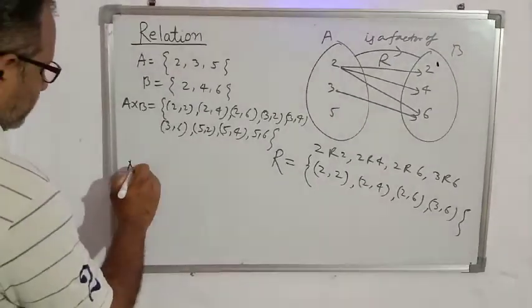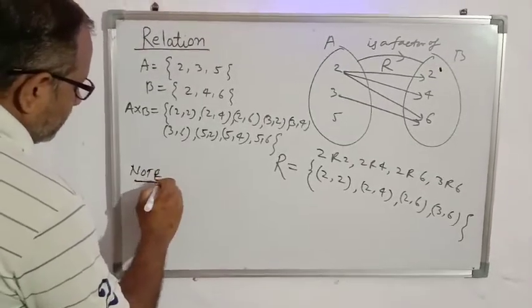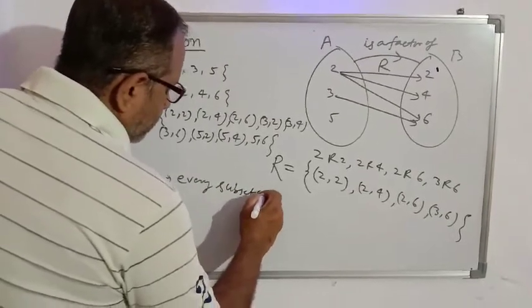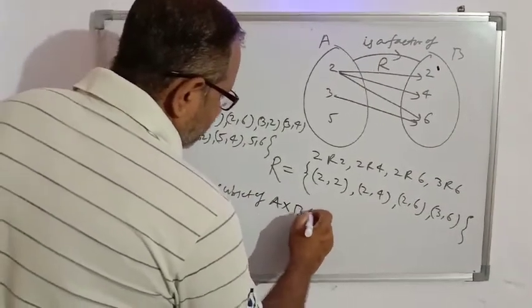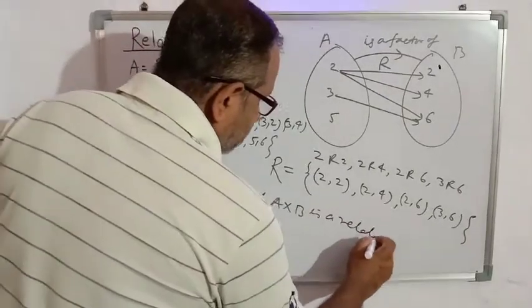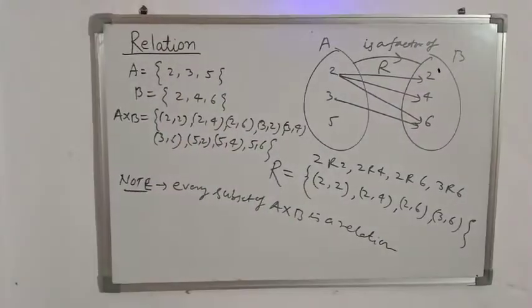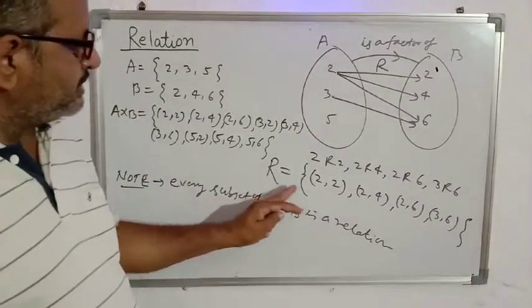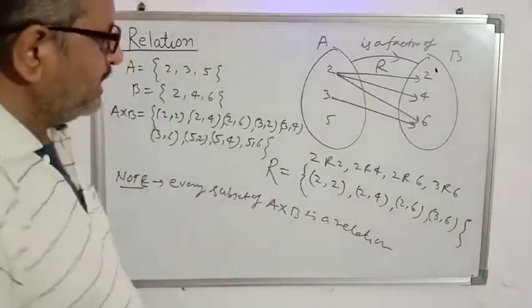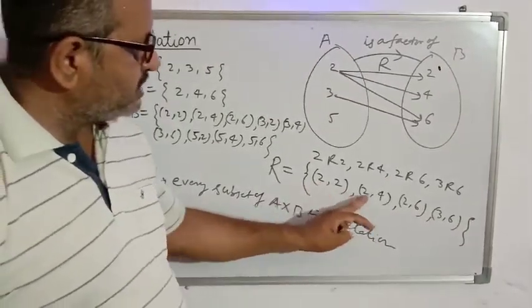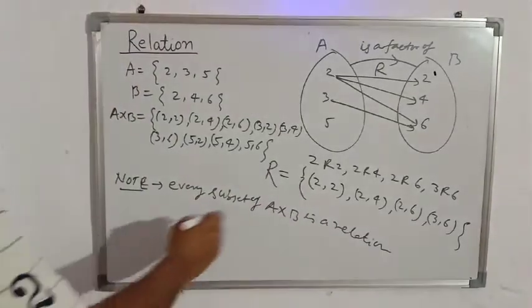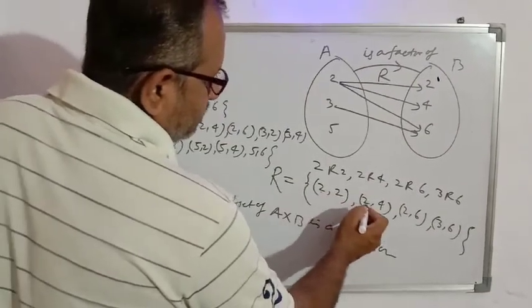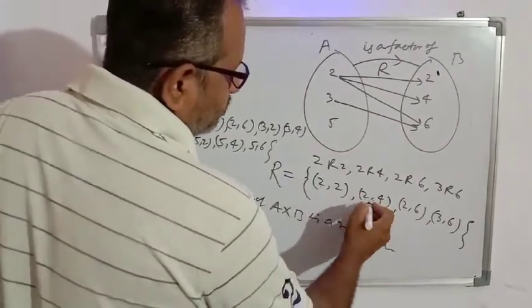We can note here: every subset of A cross B is a relation. So here the relation set is {(2, 2), (2, 4), (2, 6), (3, 6)}. If we take the collection of first components, what are the first components? 2, and here again 2 is coming, so we will count 2 only one time, then 2 and 3.